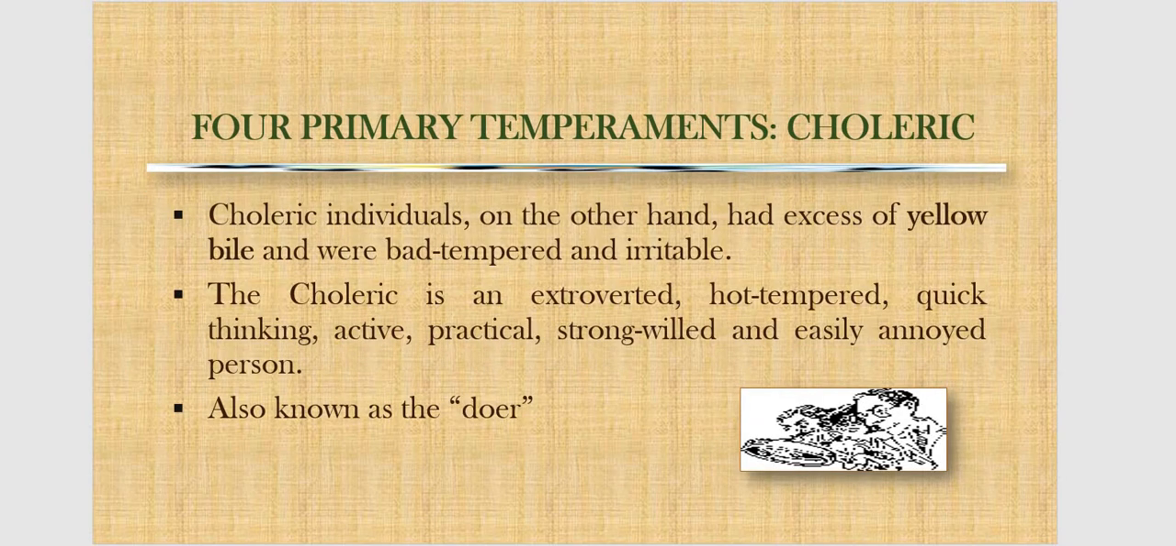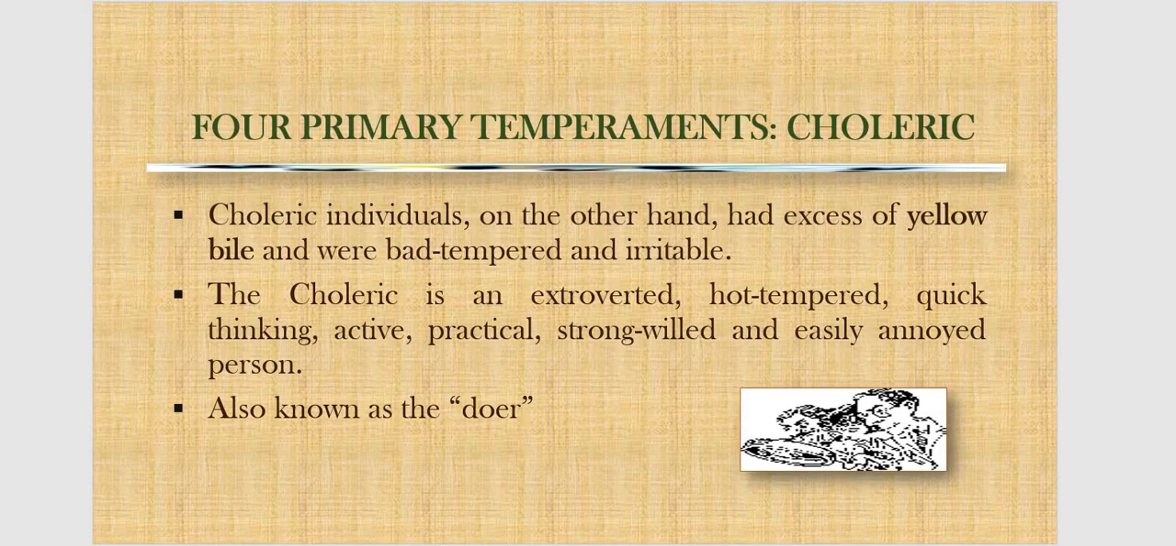And also, let's move on to the choleric. For choleric, these people are most times leaders, right? They are decisive when it comes to results. They are results driven, they have confidence and all this. Choleric individuals had an excess of yellow bile and were bad tempered and irritable, right? They are extroverts, quick tempered, quick thinkers, and active. These are all qualities of a leader. I hope you get that. That is why they are known as doers. And so that is choleric.